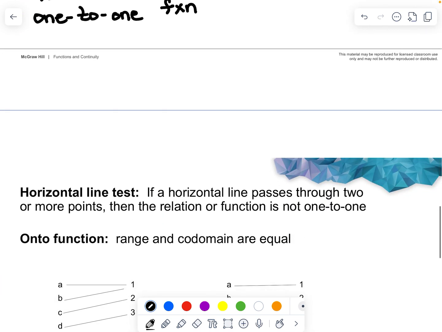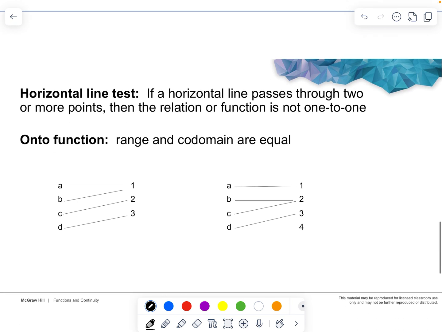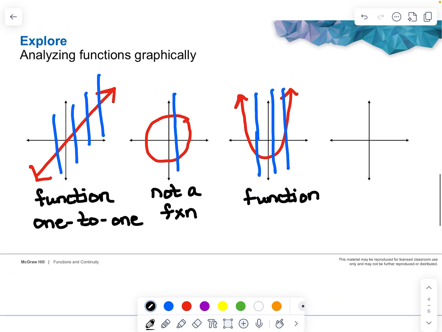I'm sorry, let's get that definition first. The horizontal line test, if a horizontal line passes through two or more points, then the relation or function is not one-to-one. So in this case, if I were to draw a horizontal line, and it touches more than once, it is not one-to-one.